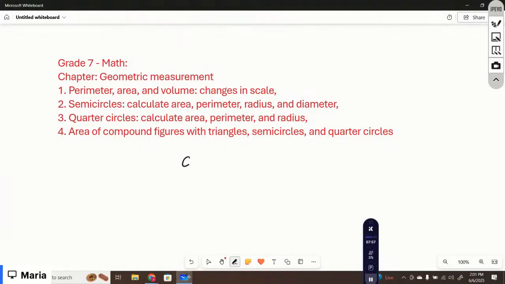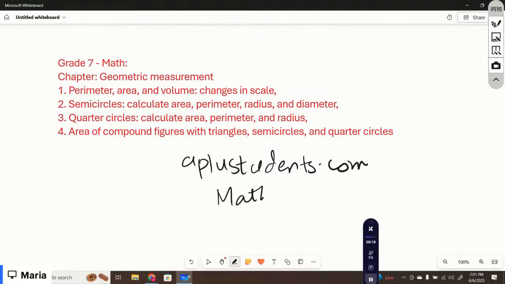You have to log in there with your email address, and the password is provided by the administrator. Then you will have to select math from the subject tab, scroll down to page 7 math, and then click on all lessons.